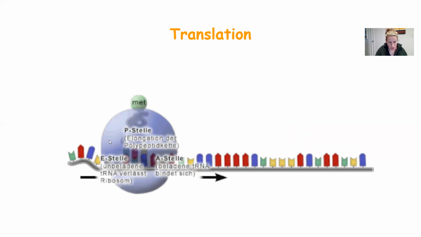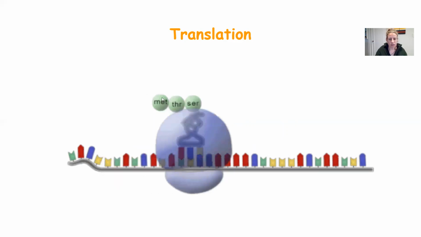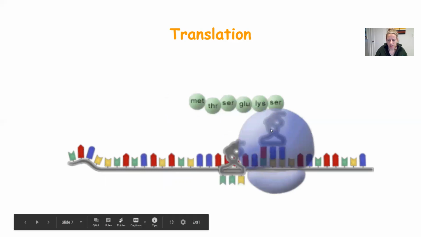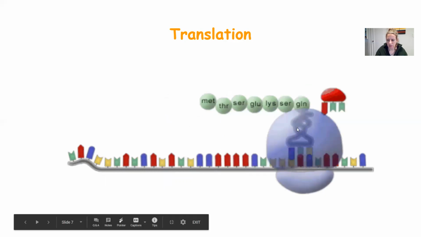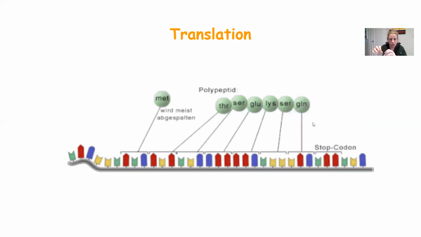Don't worry about this writing. The ribosome then attaches these amino acids that are being brought in by these things here, which are called tRNA. And when we get to the end, we reach the stop codon. The polypeptide chain then falls off and it folds into the protein.